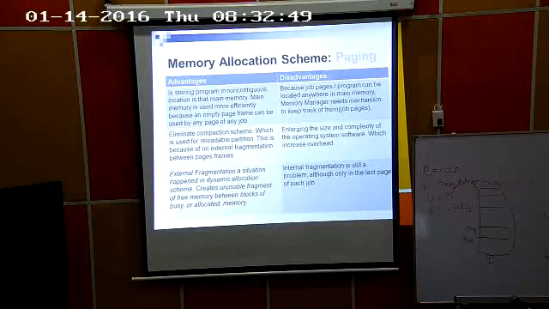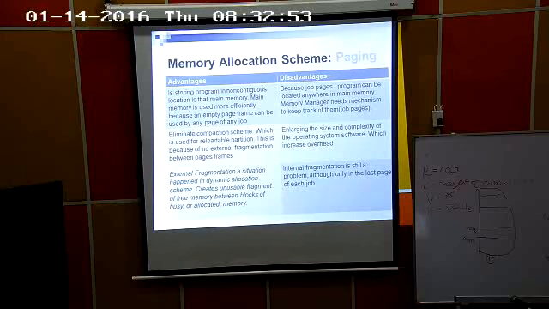For paging, external fragmentation may occur. For fixed partition, internal fragmentation may occur. However, for paging, internal fragmentation happens only at the last page.